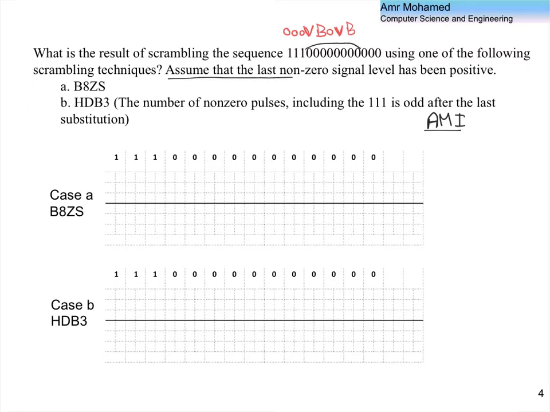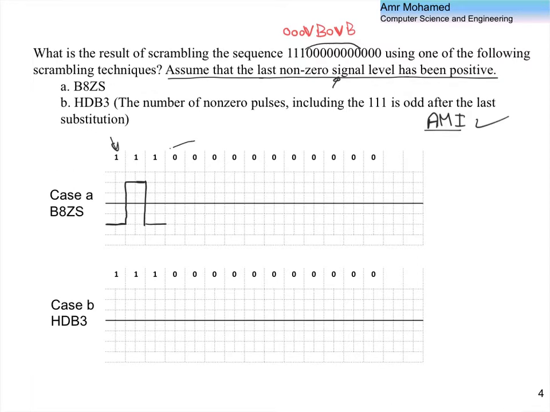So to do this, here we say that assume that the last non-zero signal level has been positive. Okay, the last non-zero voltage has been positive. So what is, so this one now is converted to what voltage level? Negative. Okay, so negative one, negative two, negative three, doesn't matter, because we have only two voltage levels other than zero. So the first one is negative because the last signal was positive. And then the other one is positive, and then the other one is negative. Until now, everything is fine, and we are following AMI.